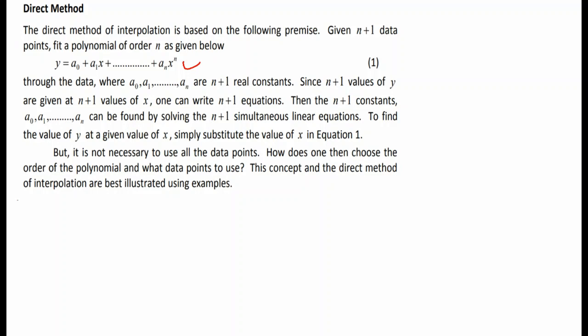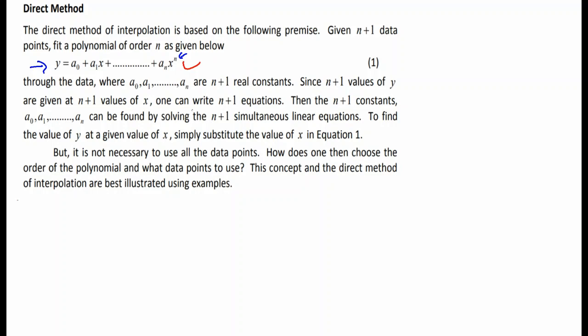So if you are given n plus 1 data points, all you have to do is to fit the n plus 1 data points into a polynomial of order n, given as this function that we have here. When you do this, we now know that the data points are fitting this polynomial equation of order n. Then you'll be able to find the value of y at any other given value of x.